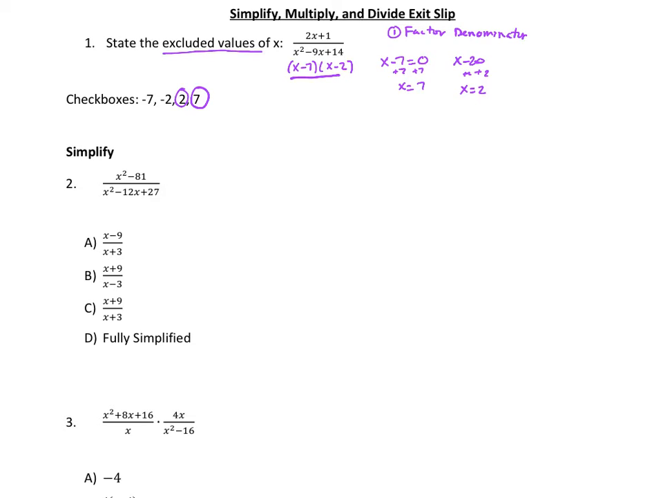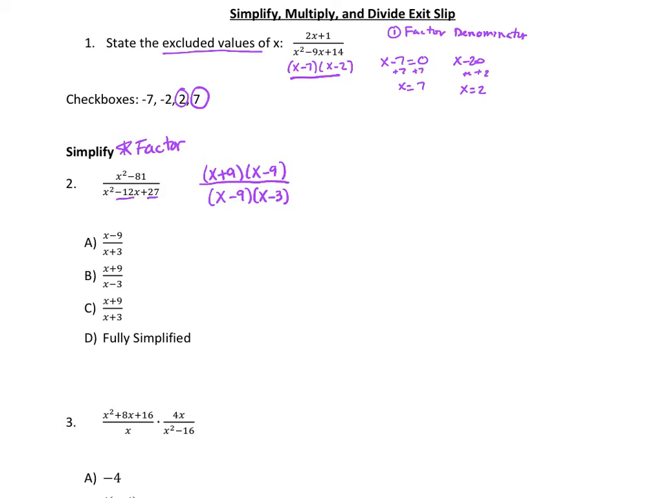In question 2, we're going to simplify. Anytime it says simplify, the first thing you want to do is factor. So I'm going to start off by factoring the numerator, and now my numerator is a difference of squares. So I'm going to factor that into x plus 9, x minus 9. And then my denominator is a trinomial, so I'm going to think about what multiplies to 27 and adds to -12. So that's going to be -9 and -3.